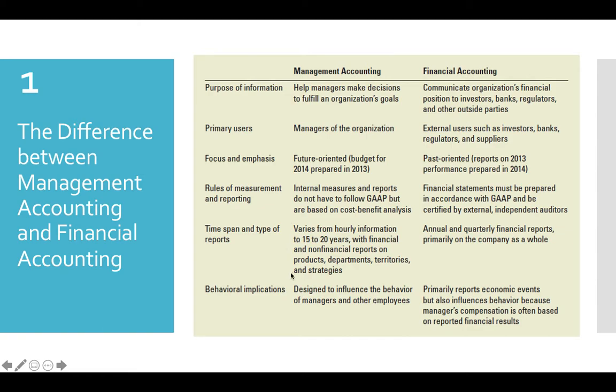And also, the time span of the information is different. In management accounting, it highly depends on the decision makings that are going to be taken by the managers. So it varies from monthly to a long run, for example, 15 or 20 years. And for financial accounting, it is already standardized. Companies have to establish their reports quarterly and also annually.